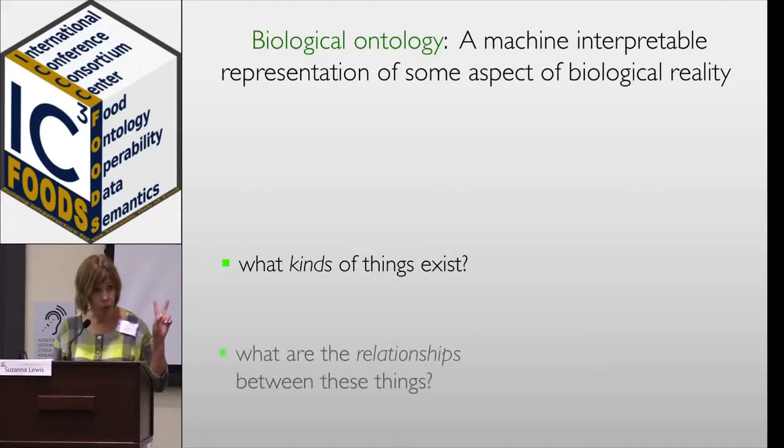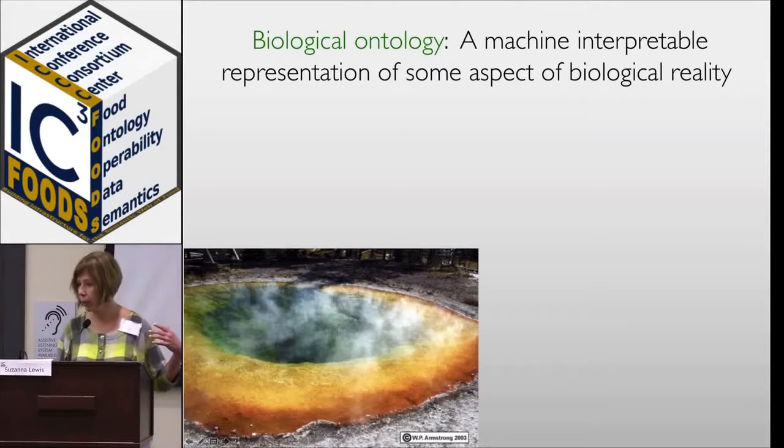So here we have a microbial mat, an alkaline microbial mat to be specific. So there are different types of relationships. Am I going too slow?